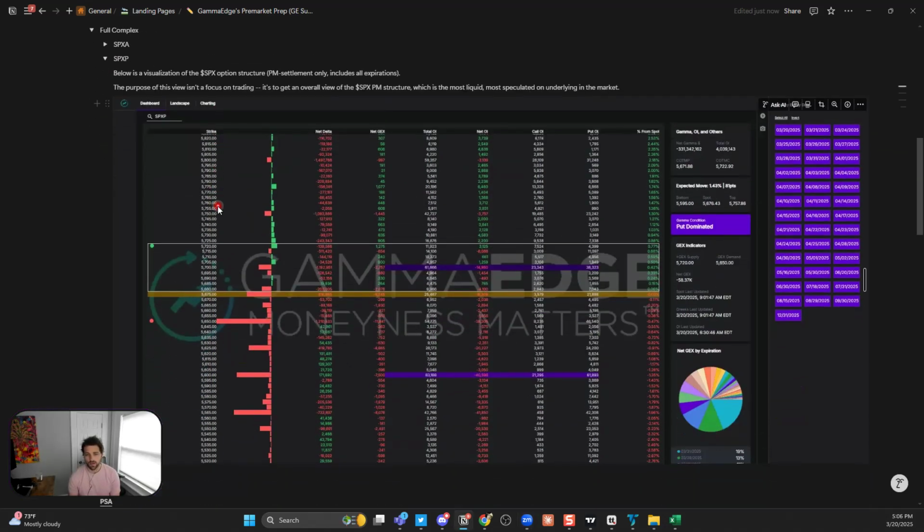Going to SPX-P, remember SPX-A, those are the monthlies or the quarterlies. SPX-P, this is where 0DTE weekly expirations are, a lot higher turnover, a bit more speculative. A bit of the same story though here, looking at 9 delta, put dominated above spot price. We have mixed below spot price, and then still an overall put dominated environment.